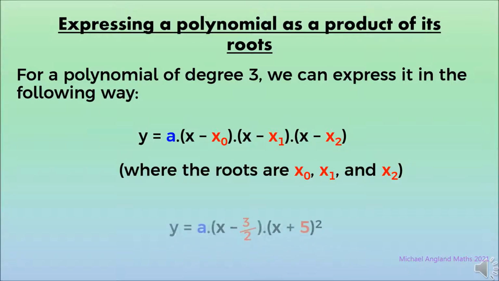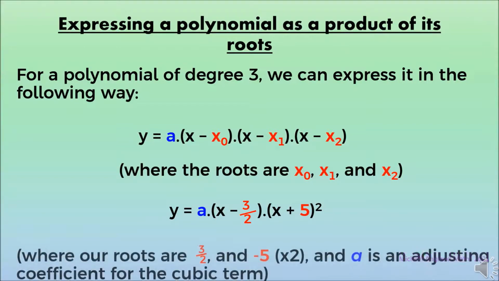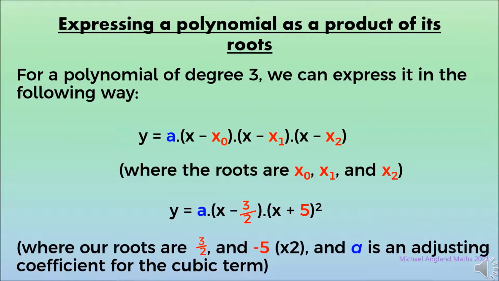So what we have is y is equal to a into (x − 3/2) times (x + 5)². Well, the root is minus 5, and we have x minus the root. x minus minus 5 is x plus 5. And because that's a root of multiplicity 2, we can square that term. So those are the roots, 3 over 2 and minus 5 with multiplicity 2, and a is an adjusting coefficient for the cubic term.